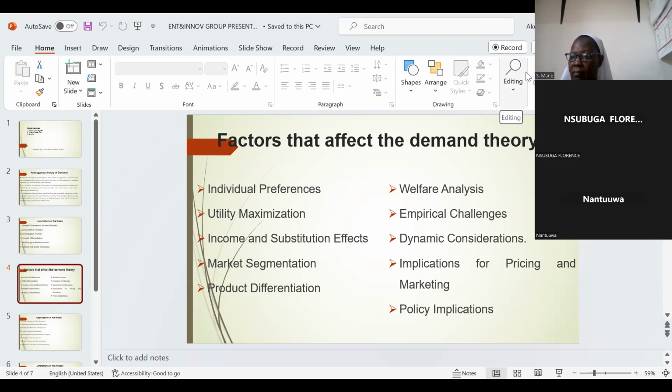Product differentiation strategies can range from branding to customization. Next slide, please.